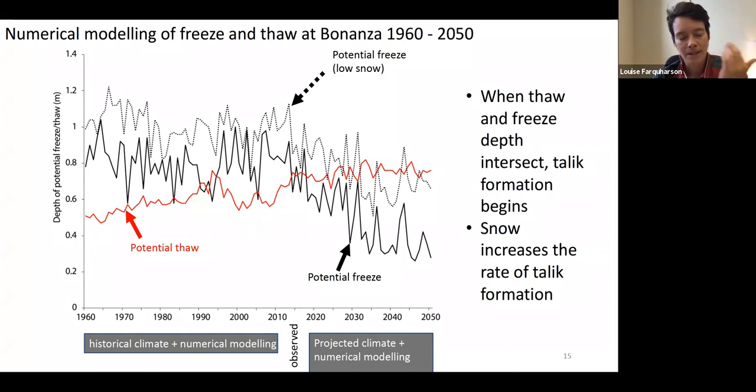So at the moment, what we're observing is that talik formation is occurring, but a lot of the time it's dependent on a thick snow capping in that summer heat in the ground. When we have a low snow year, that heat can escape more rapidly. So this dotted line gives us a conservative estimate of when we would expect to see talik formation at sites. When thaw and freeze depth intersect, talik formation begins, and as you can see, it can be messy and intermittent. Snow increases the rate of talik formation. So more snow is good for talik, and less snow is good for permafrost. Next slide.